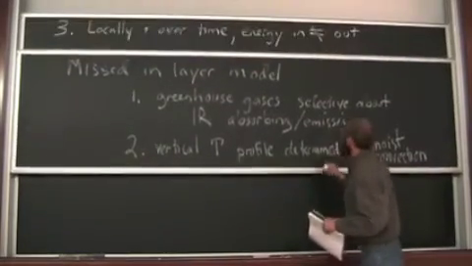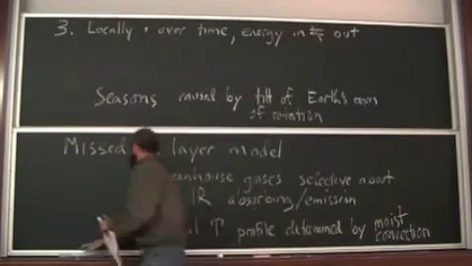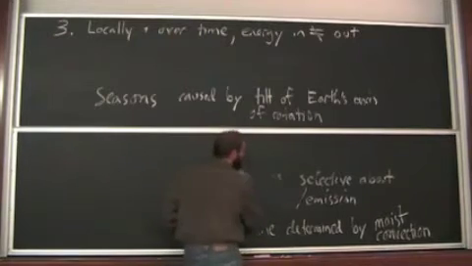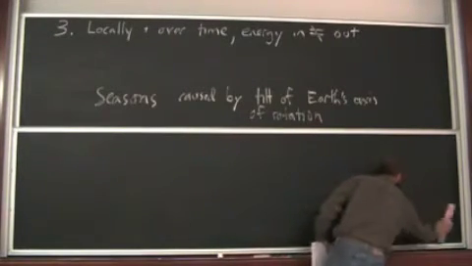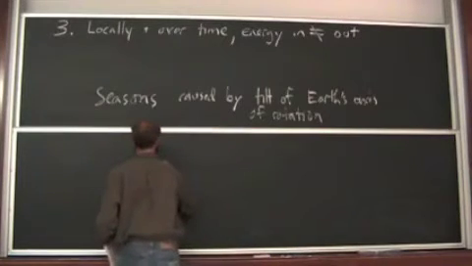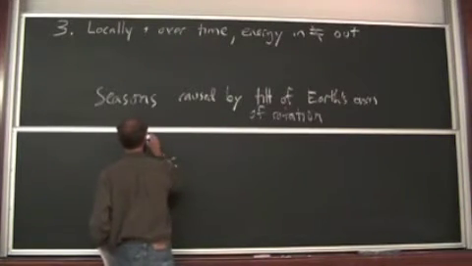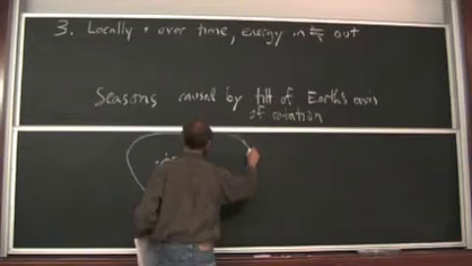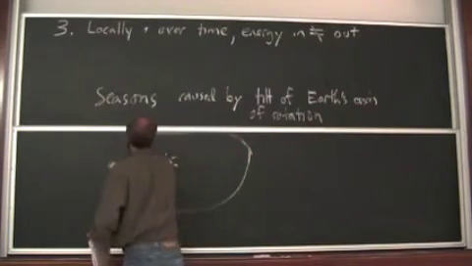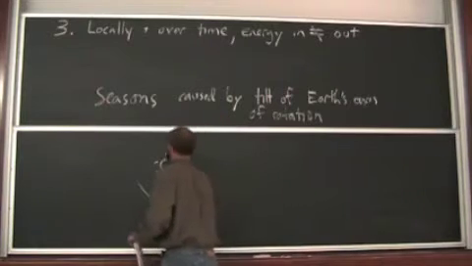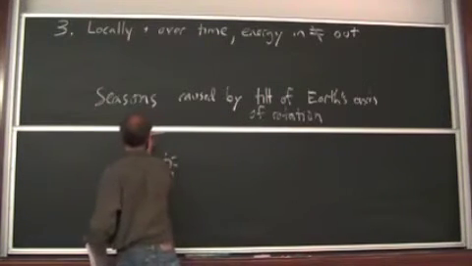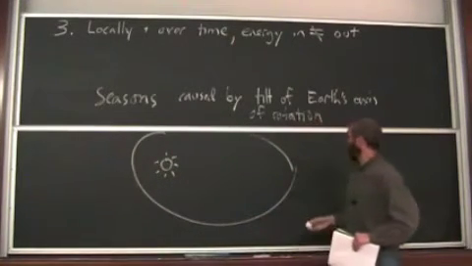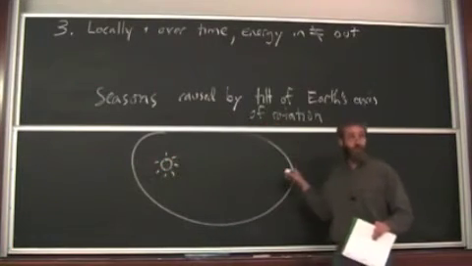So the orbit of the Earth around the Sun is not exactly a circle. So there are times when the Earth is closer or farther from the Sun. Actually, the orbit of the Earth around the Sun is something like an ellipse. So we'll draw it sort of exaggerated. So there are times when the Earth is closer to the Sun and when it's farther from the Sun.